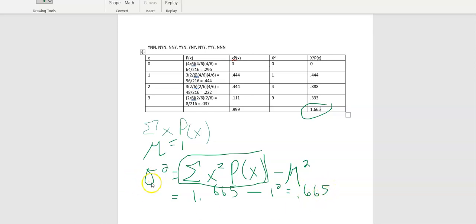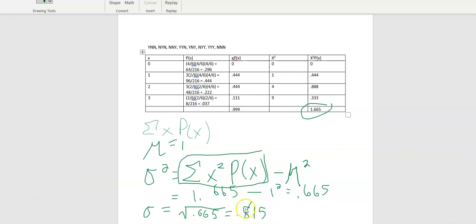All right, now this is the variance, and I have to do the square root to get the standard deviation. So I want to take the square root of 0.665, and it will always be the case that the standard deviation is the square root of the variance, no matter what kind of discrete or continuous variable we're looking at. And we get 0.815.